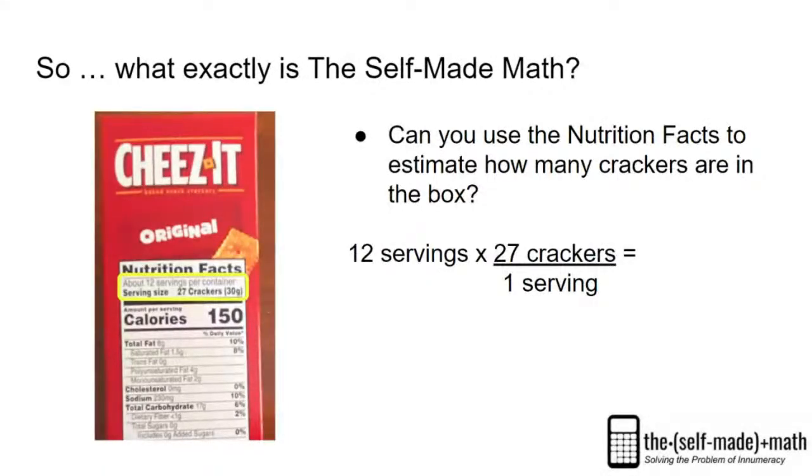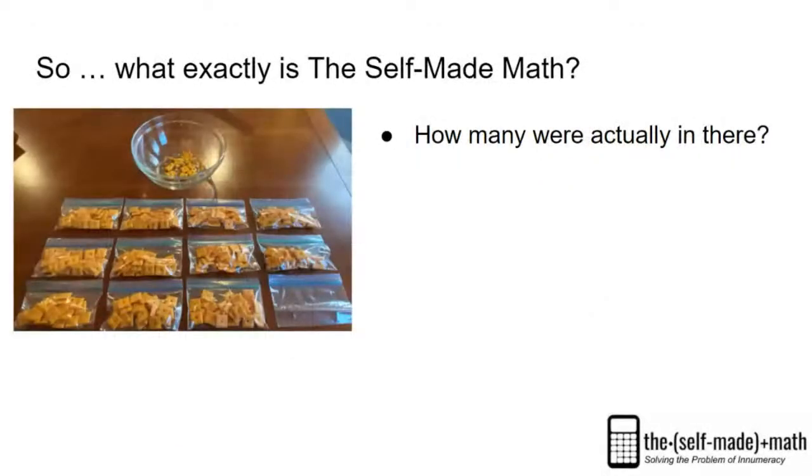That is a unit rate, which comes up all the time in 6th grade and gets used regularly in 7th. We cancel out our units because that's what we do in 6th and 7th grade. So we end up with an estimate of 324 crackers. The next logical question is, how many were actually in the box? And yes, we did that work.